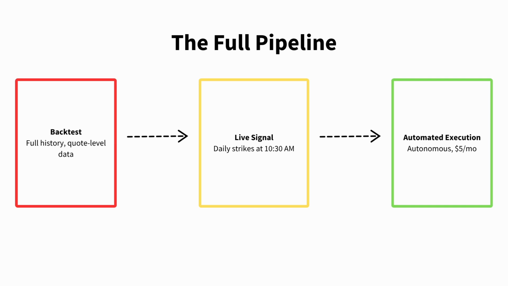And finally, we wired the whole thing into a broker API and scheduled it to run autonomously every single day, because the entire point of having an edge is letting it compound over enough samples for expected value to actually show up. From backtesting to real-time outputs and finally automated execution, all running on a $5 server.